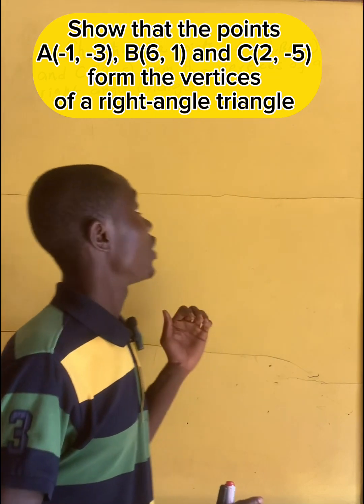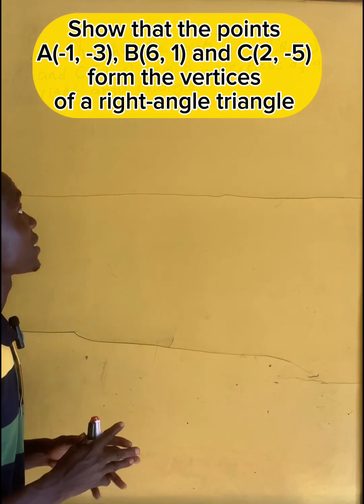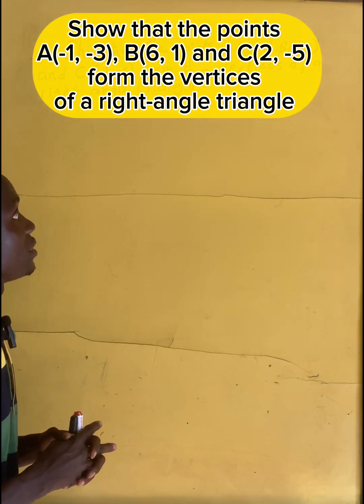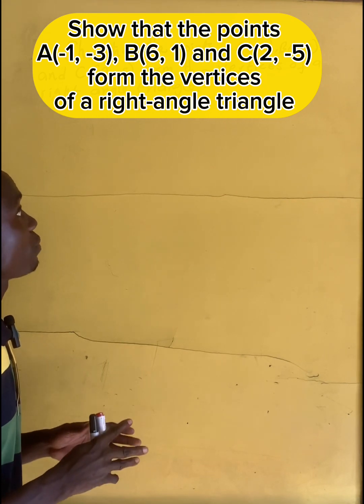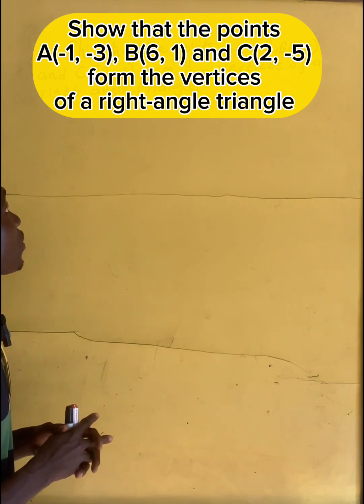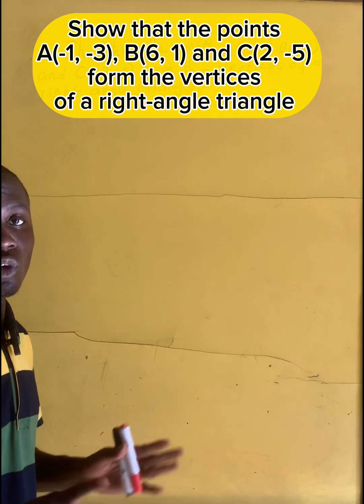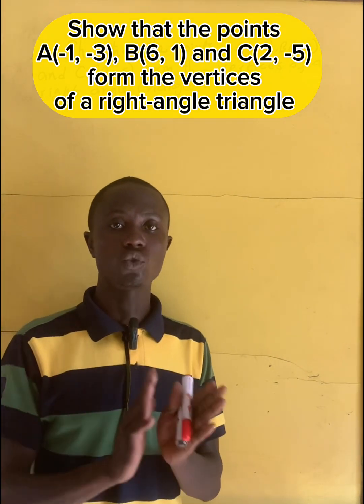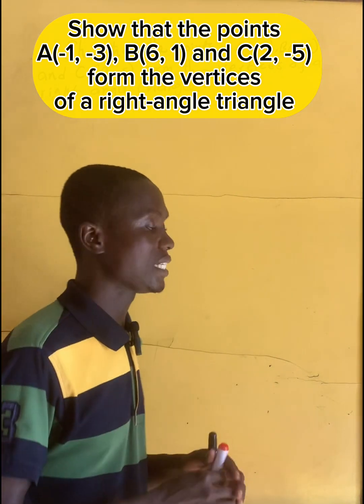Now, we have to show that the points A, B, and C form the vertices of a right angle triangle. We are going to solve it using two methods. Now, let's see the first method.